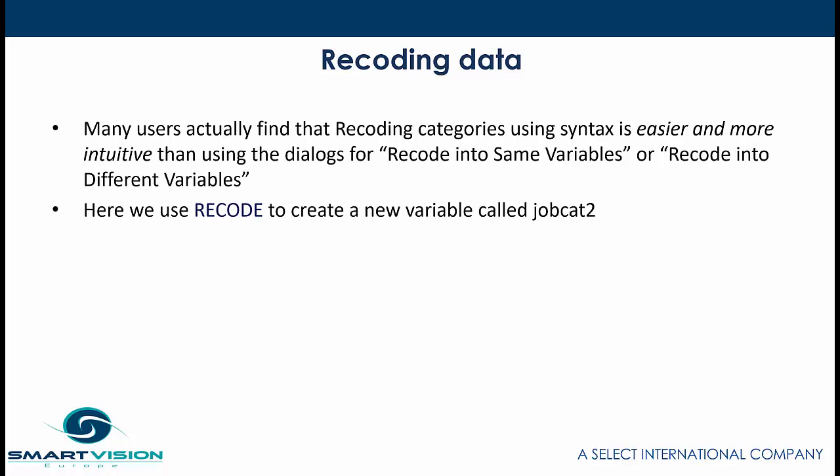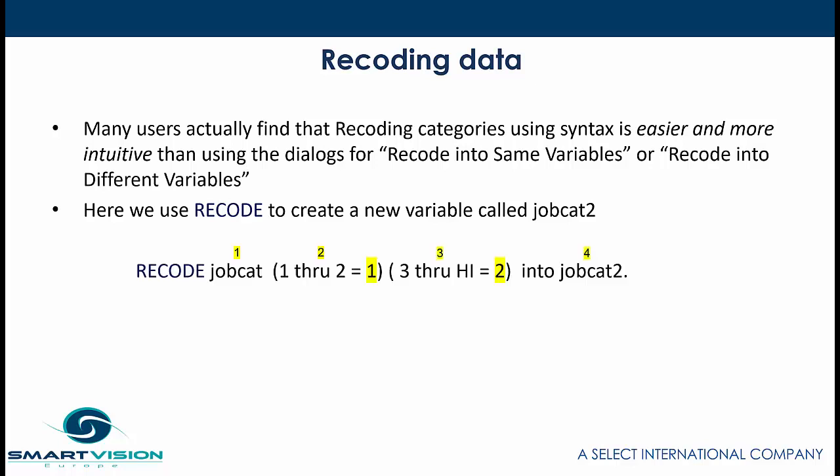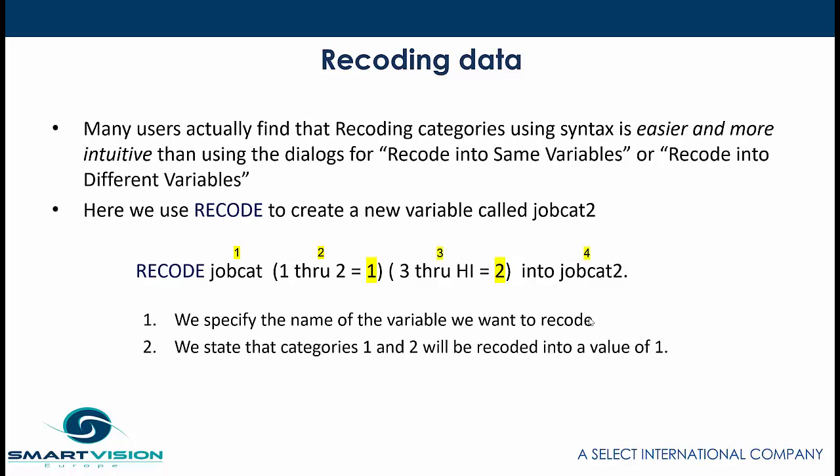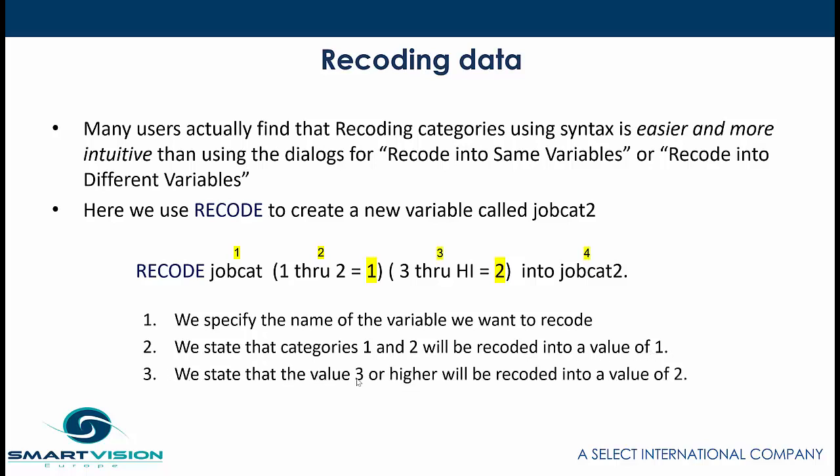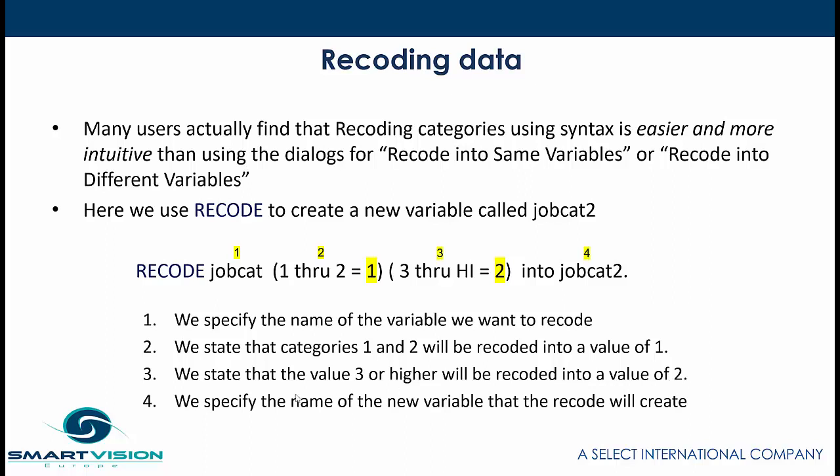Here we're using recode to create a new variable called jobcat2. You can see that the command has a certain structure. There's recode jobcat into jobcat2, and here are the recodings: 1 through 2 becomes 1, 3 through the highest value becomes 2. So first, we specify the name of the variable we want to recode. Second, we state that categories 1 and 2 will be recoded into a value of 1. Then we state that a value of 3 or higher will be recoded into a value of 2. And we specify the name of the new variable that the recode will create. Let's have a look at that.